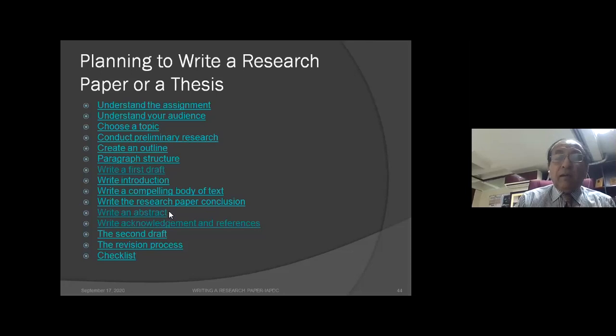Abstracts. We do write the abstract many times in the beginning, because that is required to be sent to the conference organizers. But it needs to be amended a bit when you have written the body of the paper and concluded it. The abstract needs amendment. Then do give acknowledgement and references. So that was the story of the first draft.